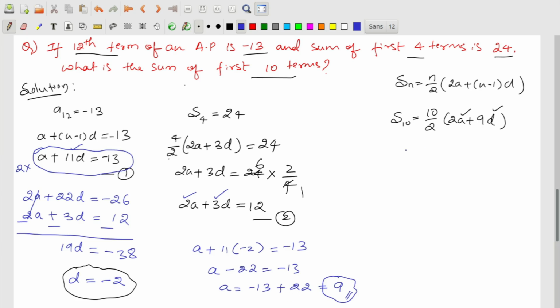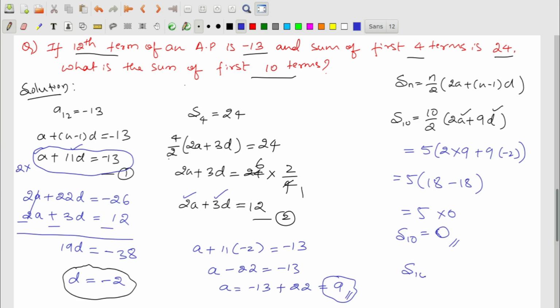Now substitute them here. So how much you will get? 10 divided by 2, that is 5, of 2 into a, that is 9, plus 9 into minus 2. So you will get 5 into 18 minus 18. So here 18 minus 18, 0. So 5 into 0 is again 0. So the sum of first 10 terms of the AP will be 0.